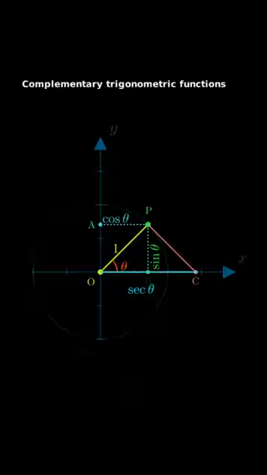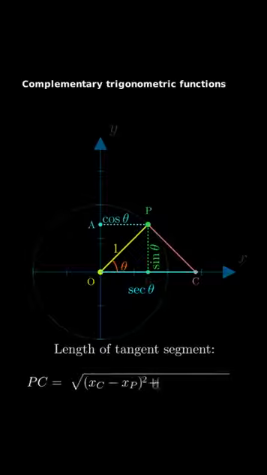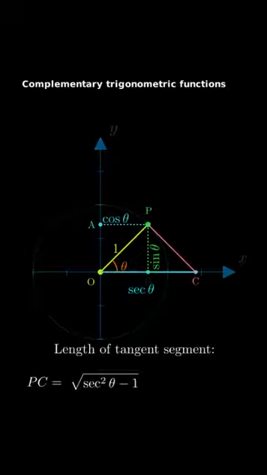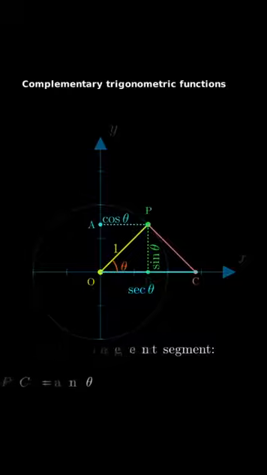Now, what is the length of segment PC, the side of the triangle from P to C? We can calculate it using the distance formula between the 2 points P and C. By expanding that formula, applying the binomial expansion and simplifying, we arrive at a remarkable expression. The distance PC is equal to the square root of secant squared minus 1. And by trigonometric identities, that expression simplifies further. The square root of secant squared minus 1 is exactly equal to the tangent of the angle. Thus, segment PC, this side of the triangle on the tangent line, has a length equal to the tangent.